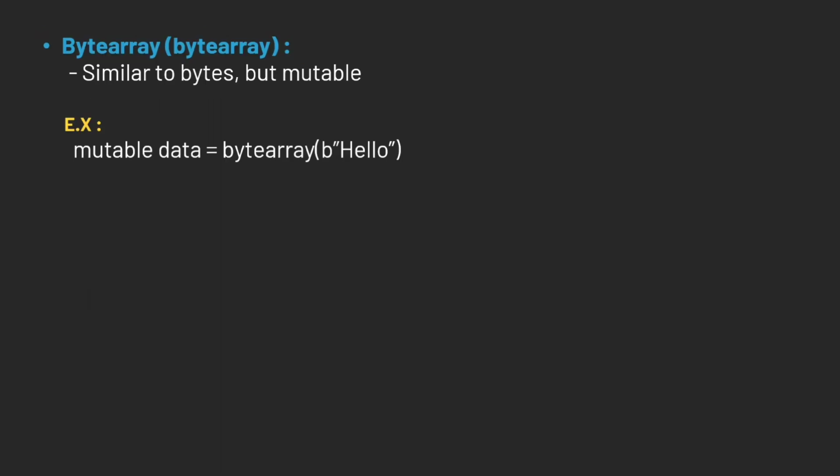Third, bytearray. It is similar to bytes but mutable. It is used for handling binary data. You can change its content after creation. For example, mutable_data is equal to bytearray(b'hello'). Here, mutable_data holds the bytes for the word hello.